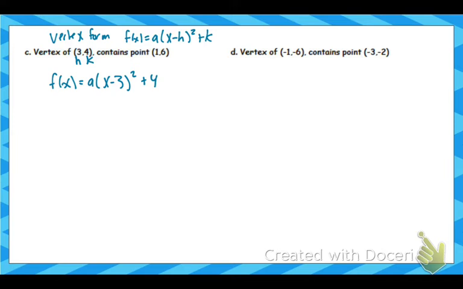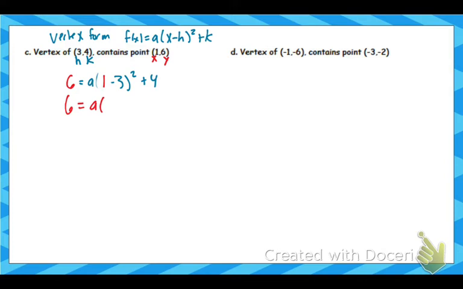Now the problem is we don't know what a is. So in order to figure out what a is, we're going to have to solve for it. And here's what we do know. We do know an x and a y. So this is an x and this is a y. So I'm going to replace that x with that x, and I'm going to replace y with 6. So now I can solve to figure out what a is.